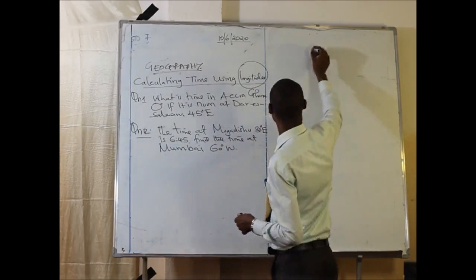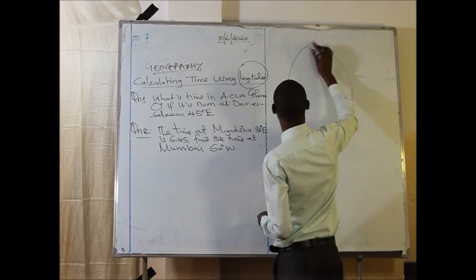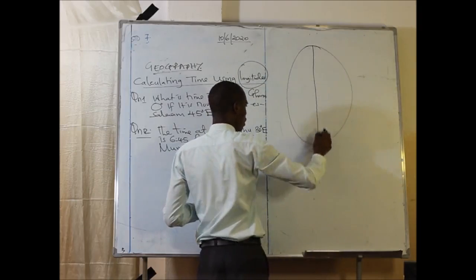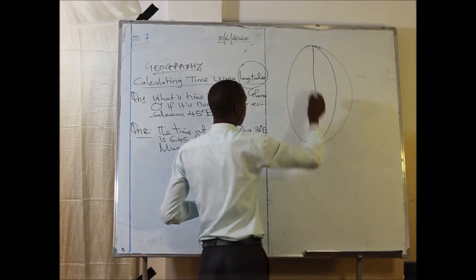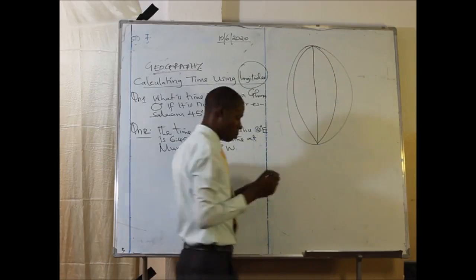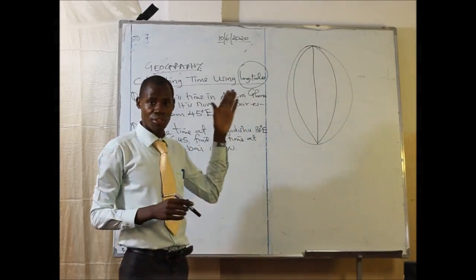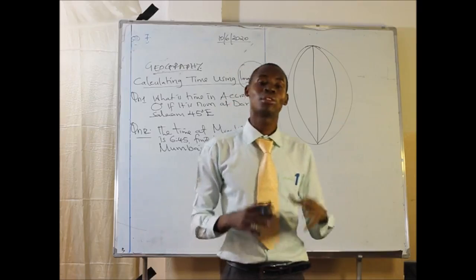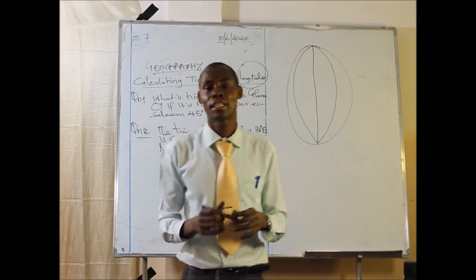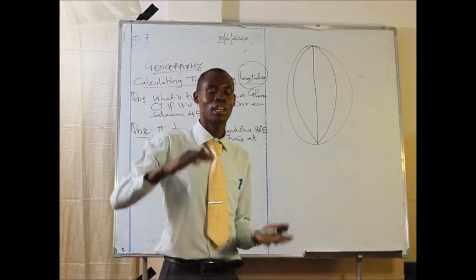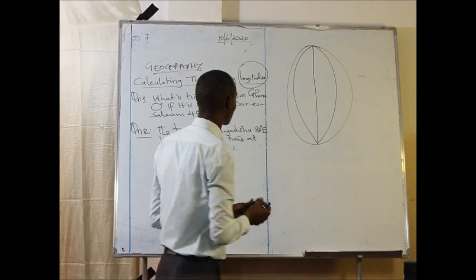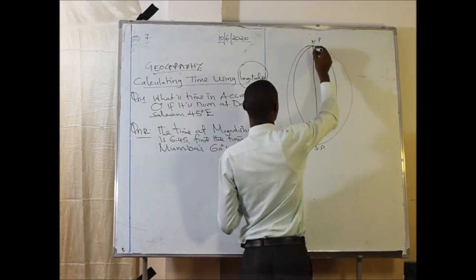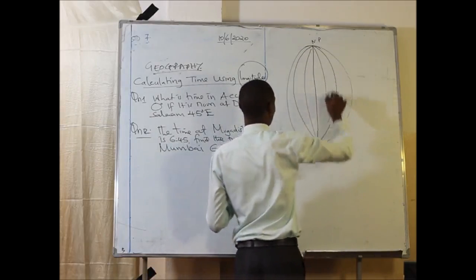The longitudes are the lines running from pole to pole, from the North Pole to the South Pole. So this is what we call the lines of longitude. When we are finding the time of a given area, we normally use the lines of longitude. They run from the North Pole to the South Pole. This is the North Pole, and this is the South Pole. This is what we call the longitudes.